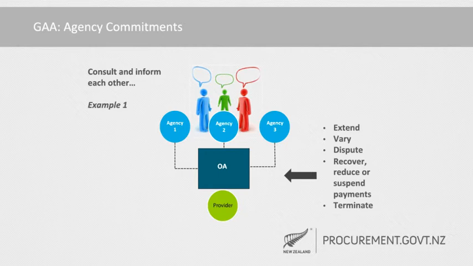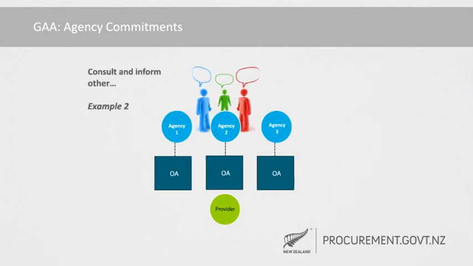It's worth remembering that agencies only need to consult if their actions are likely to adversely impact the other agencies. This primarily impacts the agency providing the majority of funding, as their actions are likely to create more ripples for the provider and other agencies.